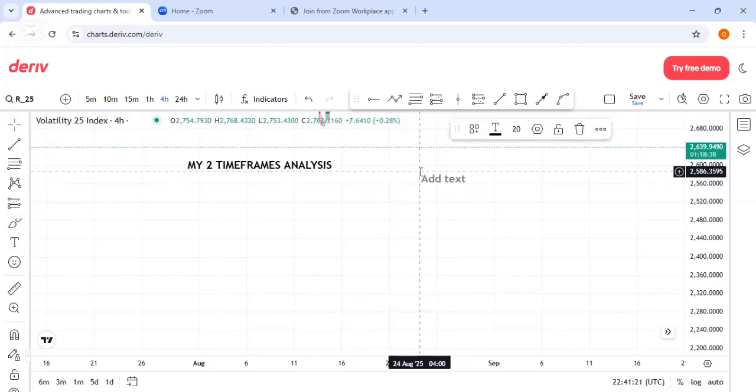So I basically use two time frames to analyze, right? And I believe you already know what time frames are. If you don't know what time frames are, go back to your beginners course and learn about what a time frame is. You get. So we're talking about two time frame analysis now.